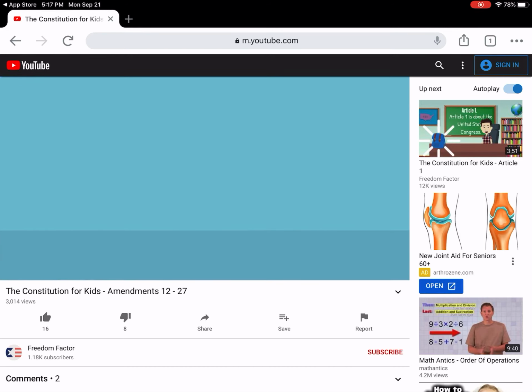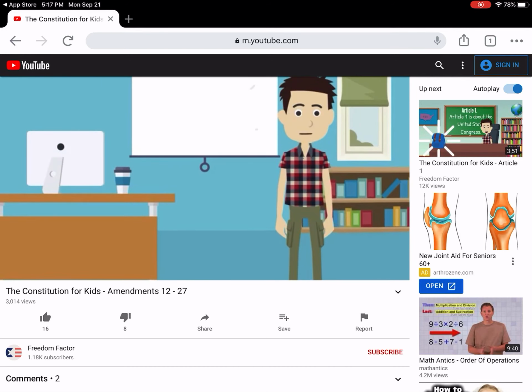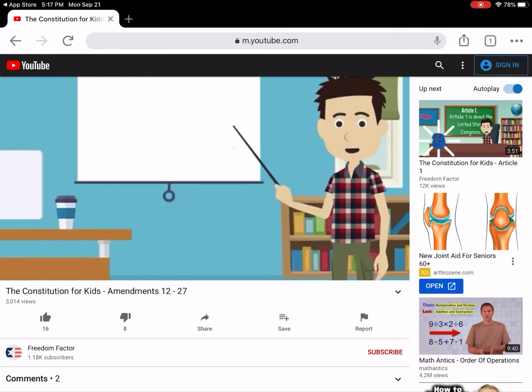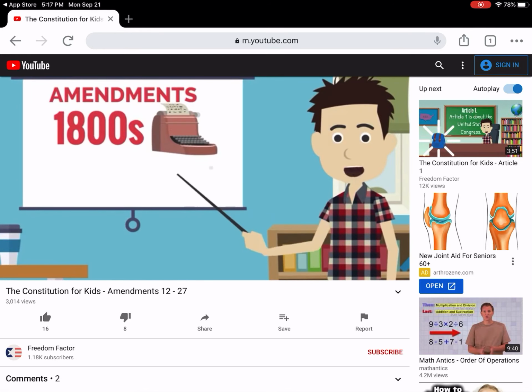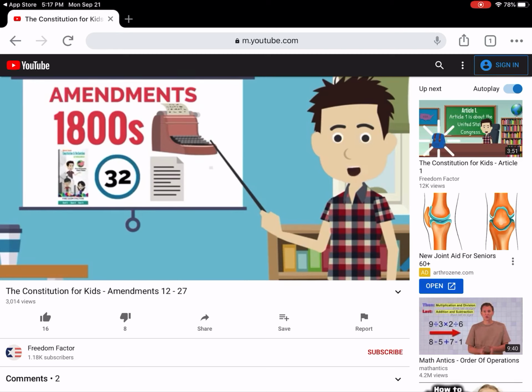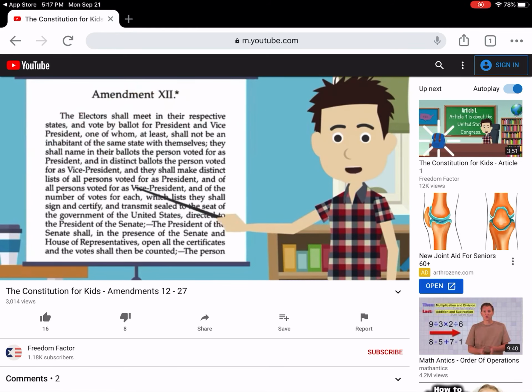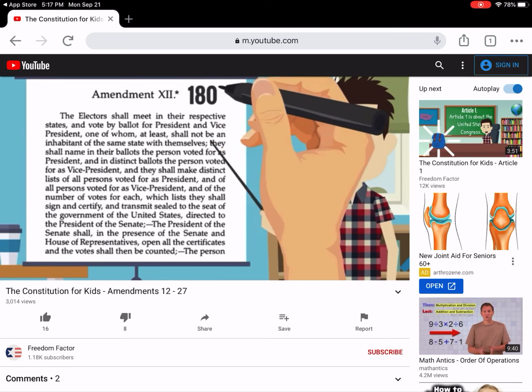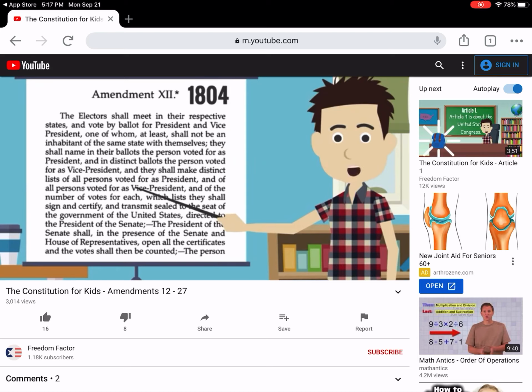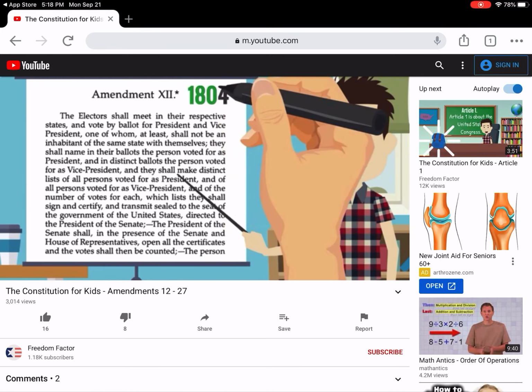Now here's what we're going to do. We're going to write next to each amendment the year it was written. So let's start with the amendments written in the 1800s, okay? So turn to page 32 in your pocket constitution. You there? Okay, you see Amendment 12? Next to Amendment 12, write the year 1804. Now I'm going to write it with you here.